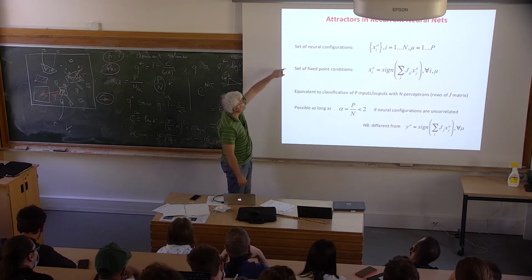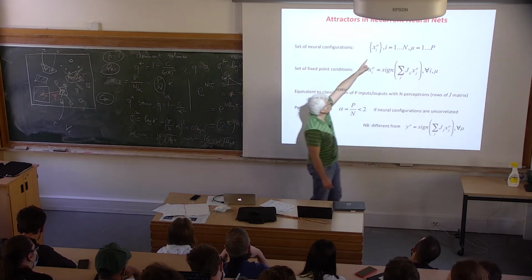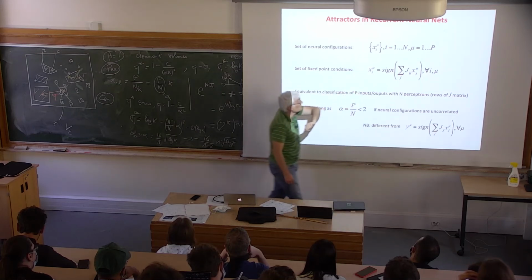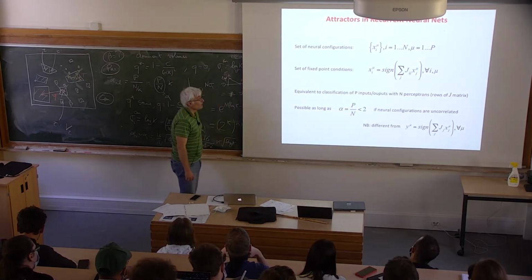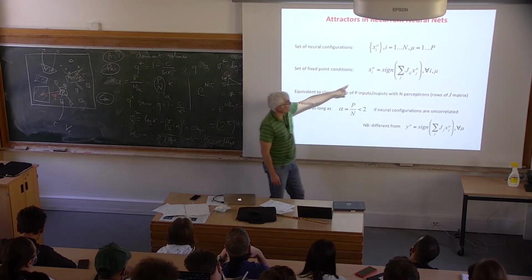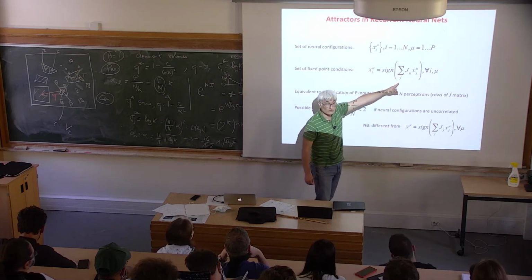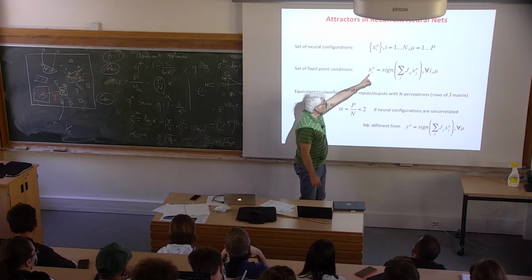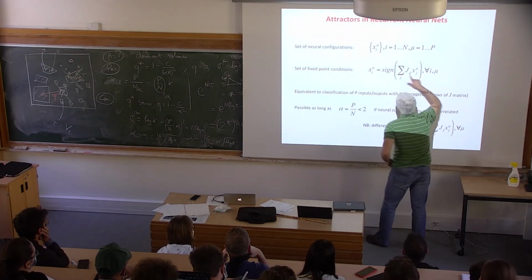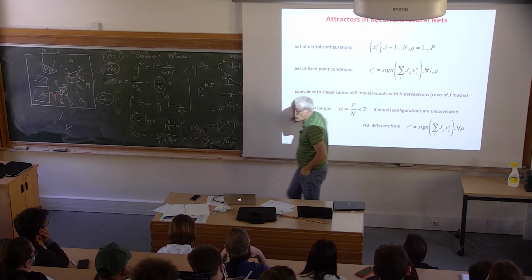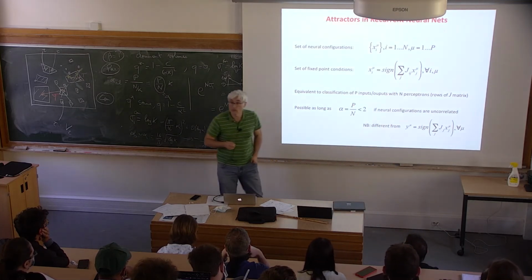And why is it the same problem? Because imagine you have a set of neural configurations. So i is the index of a neuron, and mu is the index of a configuration. So this set of fixed point conditions is just that xi^mu is the sign of this, right? And now you see, that's exactly the same thing as the perceptron, where the output y^mu is actually one component of this vector, right?